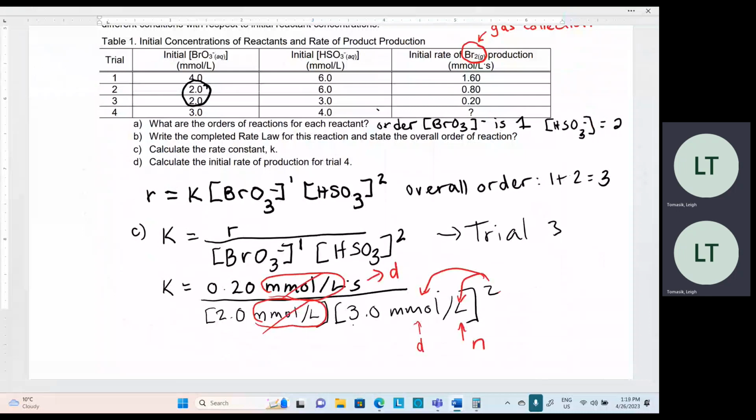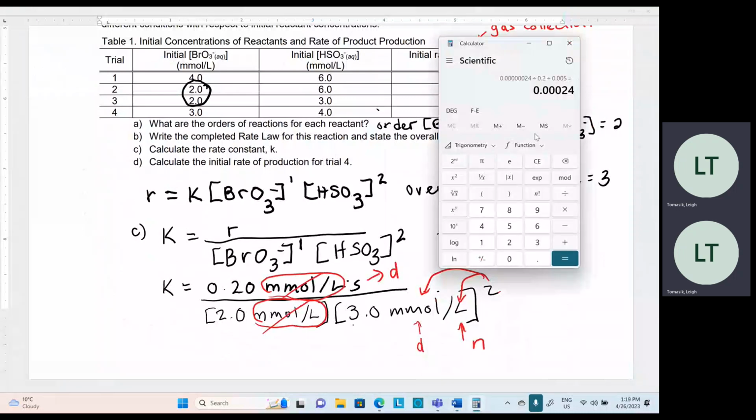So we have 0.2, calculator. Okay. Another calculator pro tip. If you have 0.20, you really only need to type in 0.2 into your calculator. So 0.2 divided by, this is 2.0, we can just say divided by 2. And then the last one is 3.0, we can just say divided by 3. So that gives me 0.033.